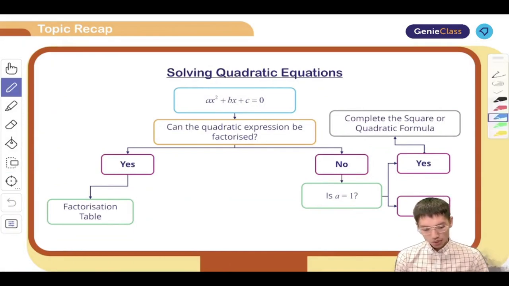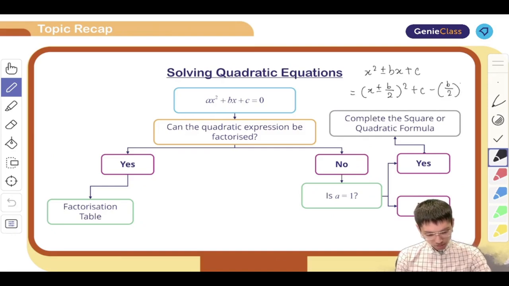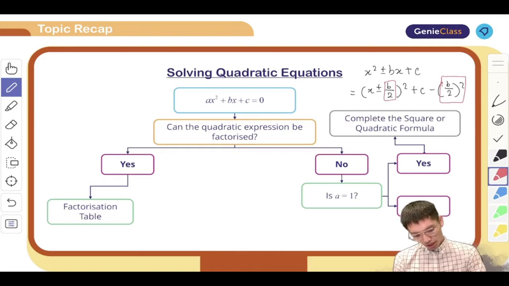So just in case you're wondering how my complete the square looks like, in this case, if my coefficient is 1, x squared plus or minus bx plus c. What we do over here, bracket x plus minus b, our coefficient divided by 2, and we take the subtraction of the b over 2 squared. That is your complete the square notion.